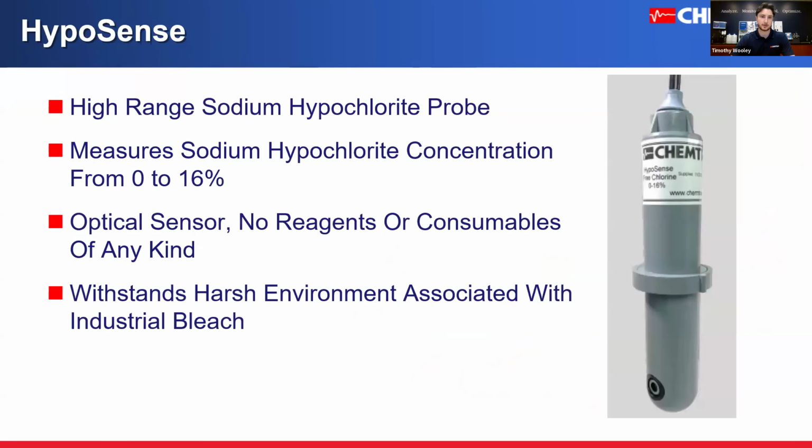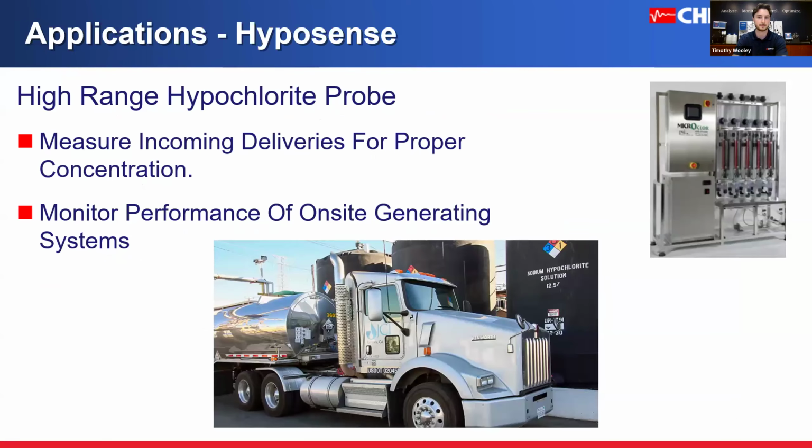A bit about our HypoSense. So this is a sodium hypochlorite probe, also known as bleach. And this can measure sodium hypochlorite concentration from 0 to 16%. This one has an optical sensor. It does not include any reagents or consumables, so it is kind of a one-time purchase. And it is specifically engineered to withstand harsh environments that are associated with the use of industrial bleach. So you don't need to worry about any sort of corrosion when it is immersed in bleach. It does a very good job of remaining intact and giving an accurate reading of sodium hypochlorite.